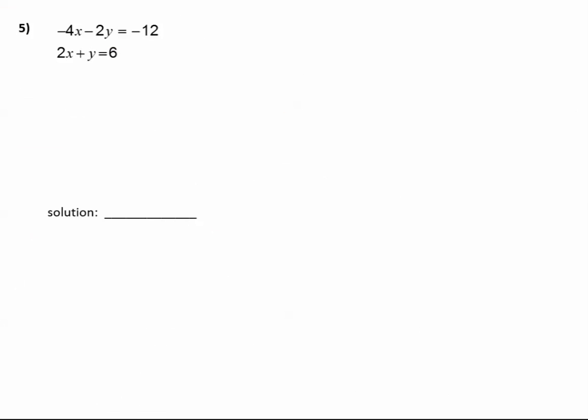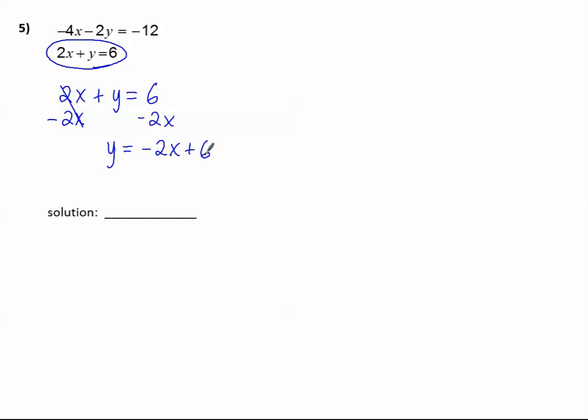How about number 5? Well, after looking at the x and y that have numbers in front, and in the second equation, the x that has numbers in front but the y that doesn't, it looks like it's easier to isolate the y in this equation. So 2x plus y equals 6. I'm going to subtract 2x from both sides so that y is by itself, negative 2x plus 6.